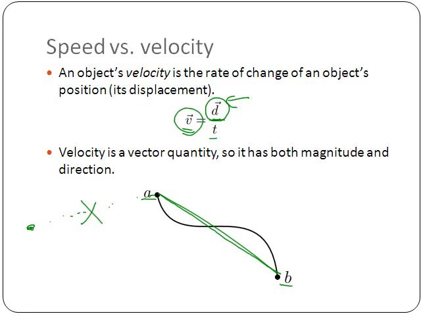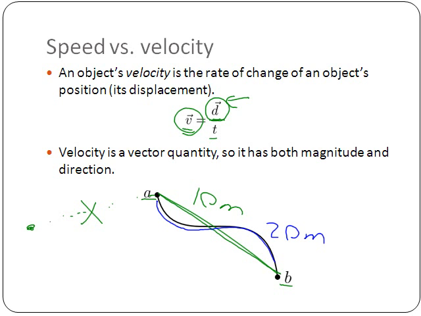An object's velocity is how quickly that displacement is changing, and since displacement has a direction, velocity also has a direction. So it is a vector quantity, so it has both magnitude and direction. Let's take, for example, that the displacement between A and B is going to be 10 meters. Now, the displacement may be 10 meters. That doesn't necessarily mean that the path took us 10 meters. It's possible that this path that goes along here is instead 20 meters.